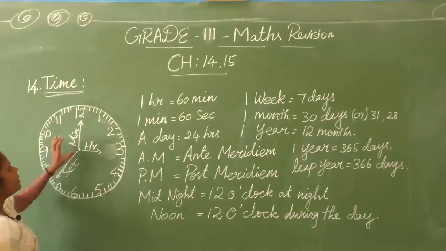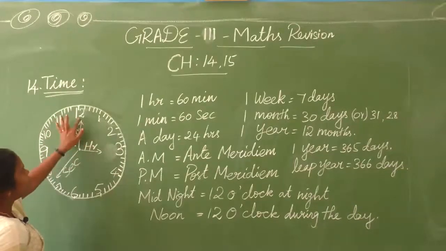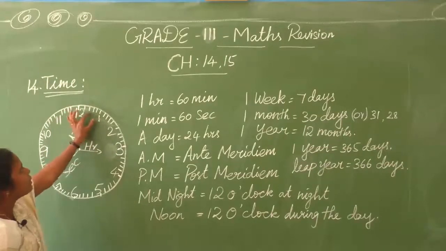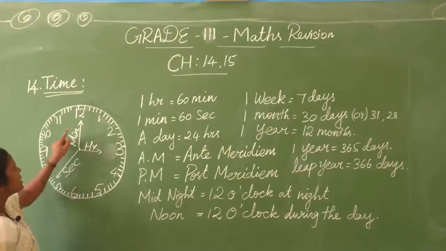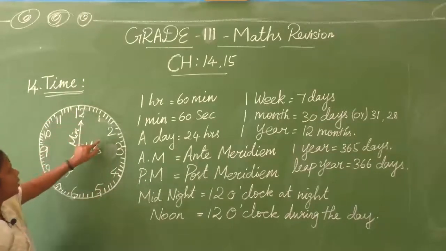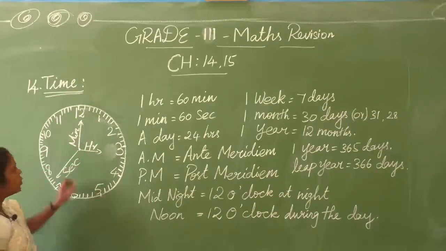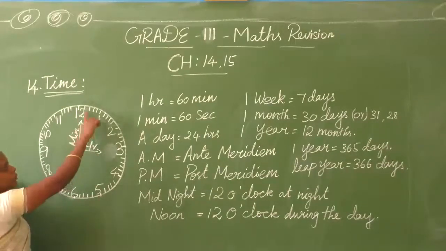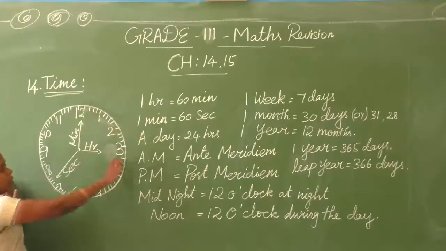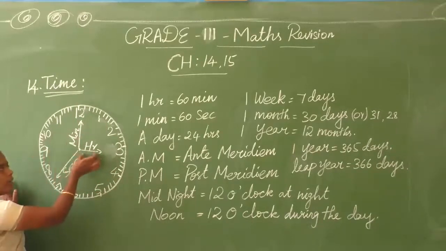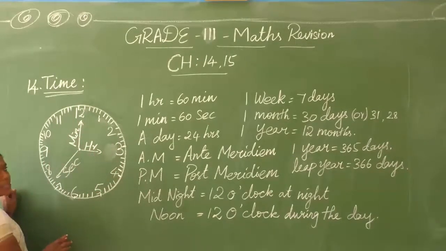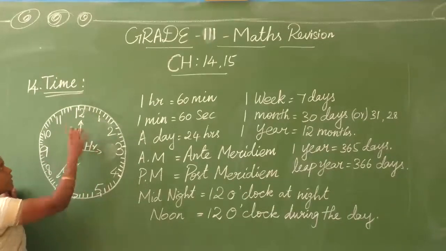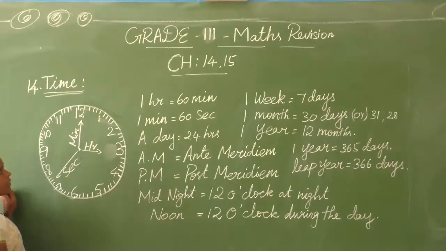Again I am telling, the minute hand will move from one number to another number within 5 minutes. On that basis, it completes one whole round in 60 minutes. If you consider the hour hand, it completes one round, that means from 12 to 12, in 12 hours. For moving from one number to another number, it takes 1 hour. So it is the slower hand, and this is the faster hand. Clear?